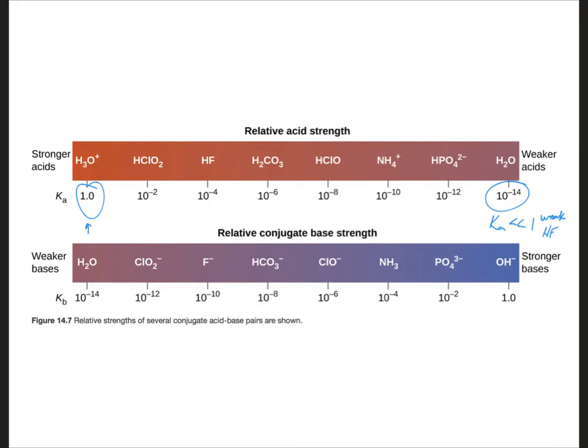And then we have that same scenario for our bases. The weak bases are going to have very small numbers. 10 to the minus 14 is a very small number, whereas a Kb with a number closer to 1 is going to set us up in order to have a stronger base.